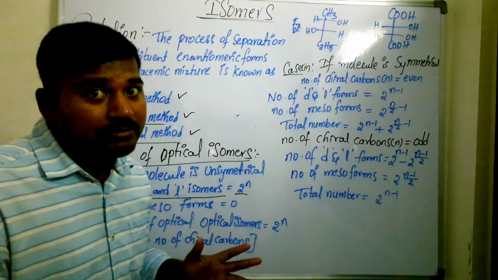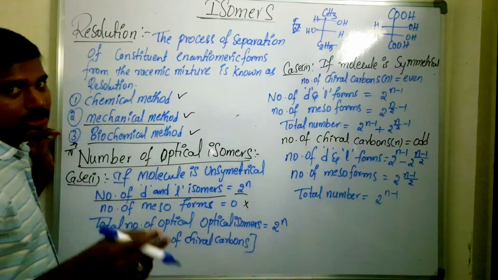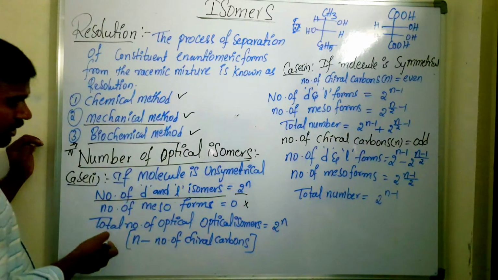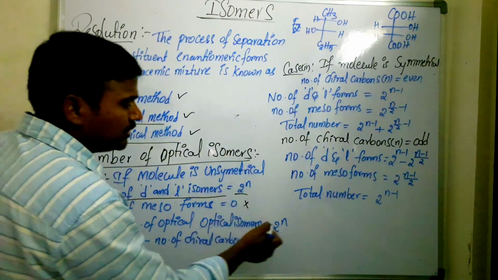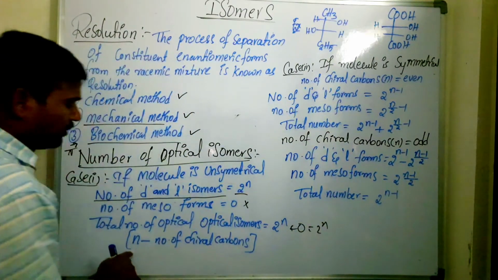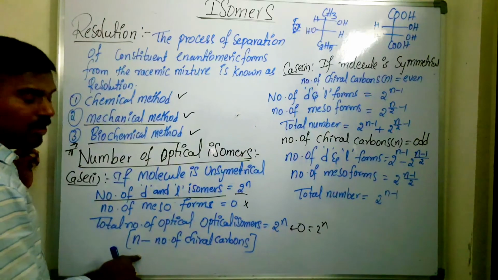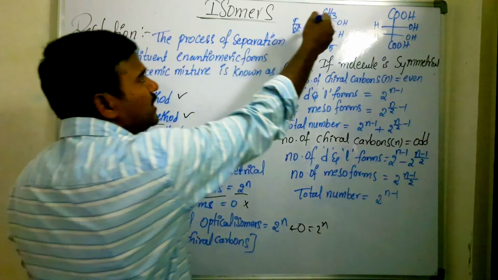If it is not having a plane of symmetry, then there are no meso products. Now there are no meso isomers. Now the total number of optical isomers will be 2 power n plus 0, that is nothing but 2 power n. Here n is the number of chiral carbons. You take this example here.